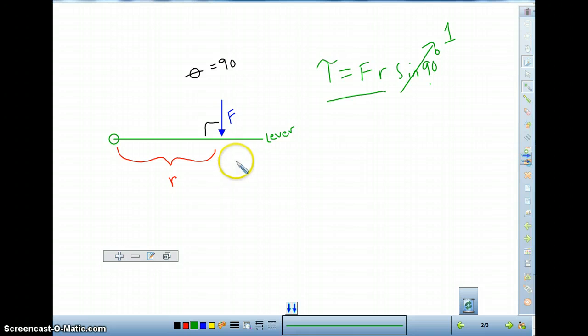But think about any door you ever saw made, the handle is always as far over as possible from where the hinge is. That gives me a bigger R. The bigger R times whatever force I put on it, and the fact it's perpendicular, will maximize my torque. If this angle is anything other than 90, then this will not be 1, it will be a fraction between 0 and 1, therefore reducing my overall torque.